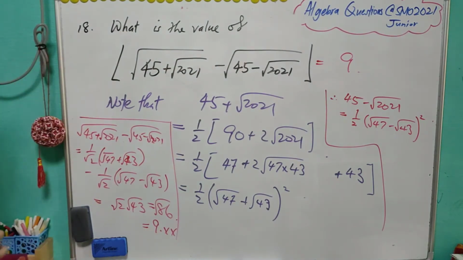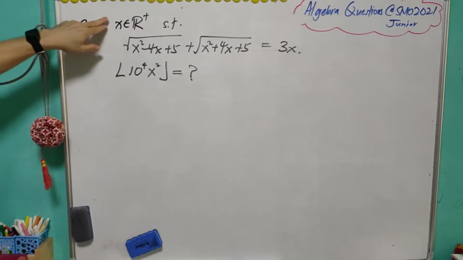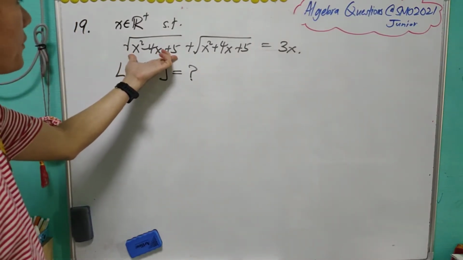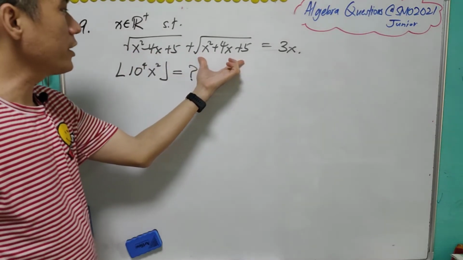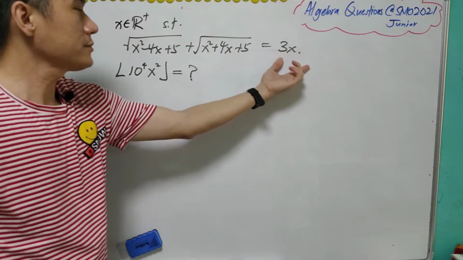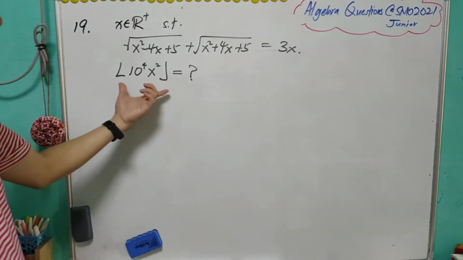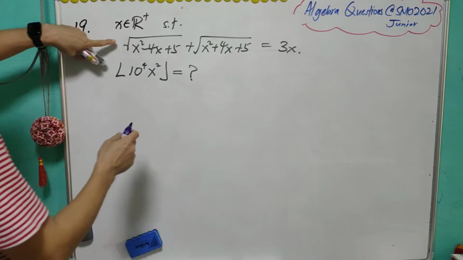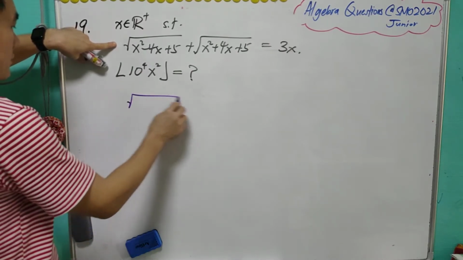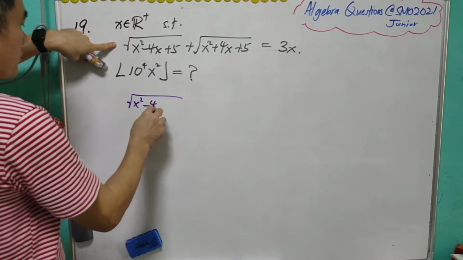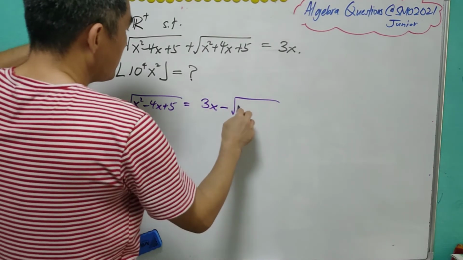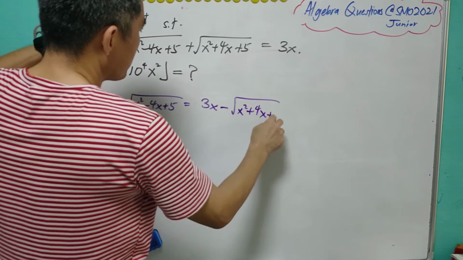And this is the second method that I mentioned just now. Question 19. x is a positive real number such that the square root of x squared minus 4x plus 5 plus the square root of x squared plus 4x plus 5 equals 3x. If so, what is the floor function of 10,000 x squared? So for this, we'll write it as the square root of x squared minus 4x plus 5 equals 3x minus the square root of x squared plus 4x plus 5.